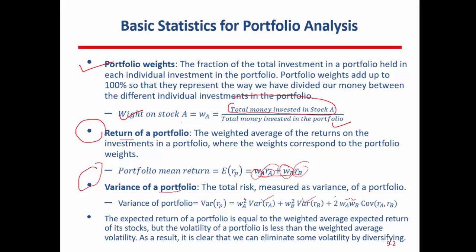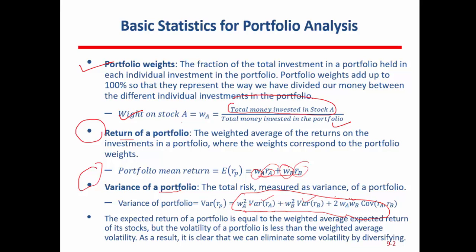Okay, to calculate portfolio variance, you just have to take the square of the weight on stock A times the variance of stock A, plus the square of the weight on stock B times the variance of stock B, plus 2 times the weight on stock A times the weight on stock B times the covariance. So this is a formula we have to remember because we're going to use that formula very frequently. So please keep this in mind.